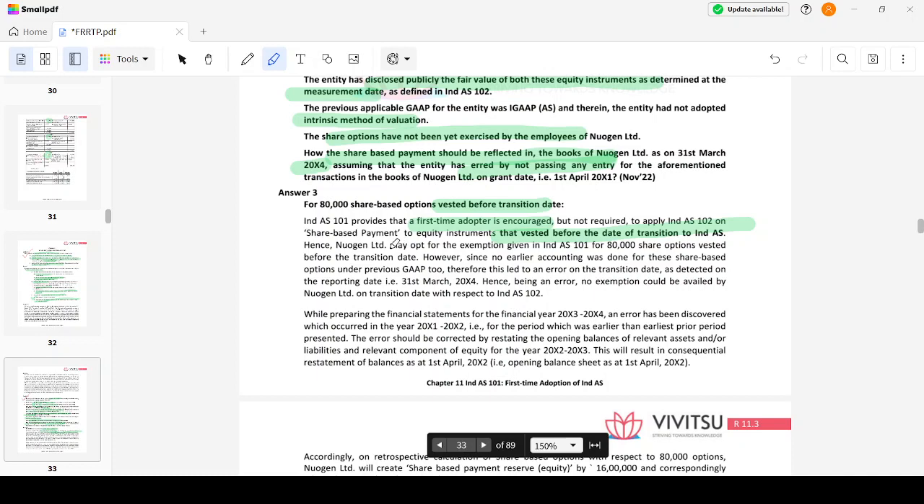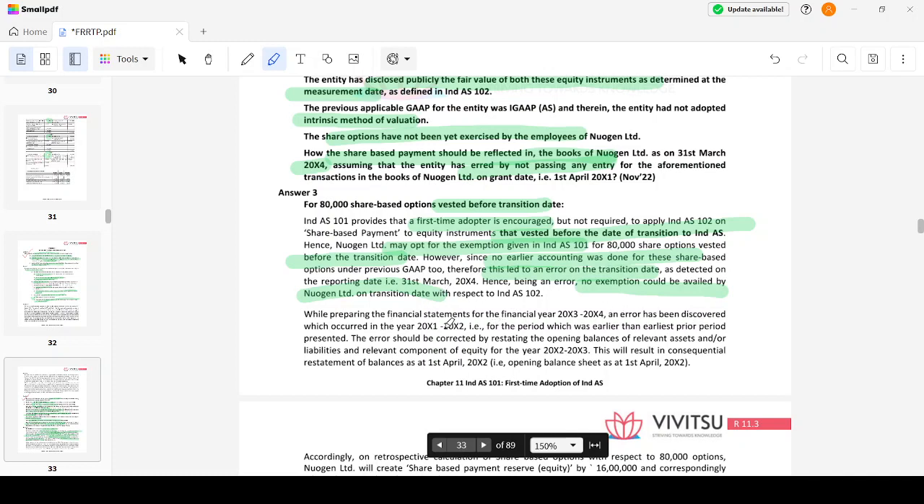Hence, Neogen may opt for the exemption given in Ind AS 101 for 80,000 share options vested before the transition date. However, since no earlier accounting was done for these share-based payments under previous GAAP, this leads to an error on the transition date as well as on the reporting date. Hence, being an error, no exemption can be availed. See, it has made an error by not passing any entry, so I have to rectify this error while preparing the financial statements.